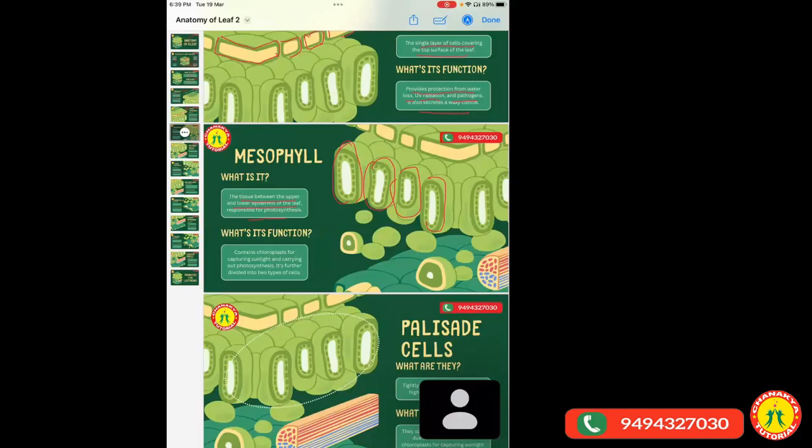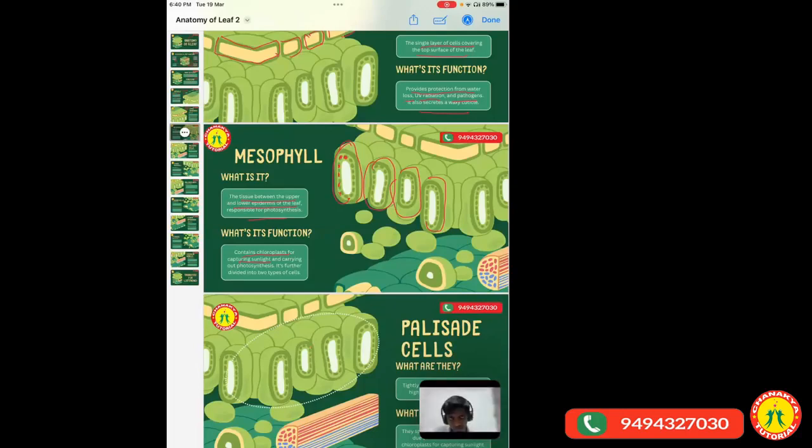Then what is its function? It contains chloroplast. As you can see here, the mesophyll cells have the chloroplast. So it contains chloroplast for capturing sunlight. As we discussed in the previous class, event number 1 is absorption of sunlight by the chlorophyll.